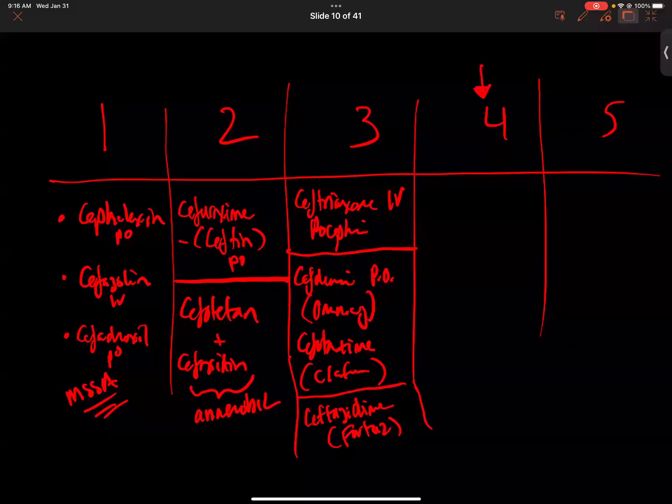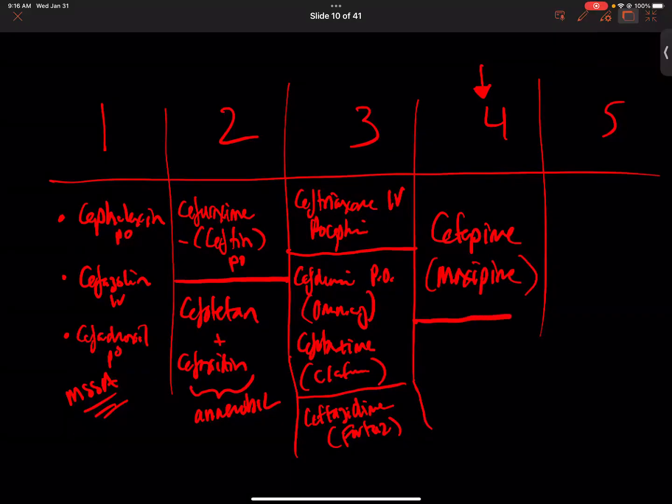How about the fourth generation agent? What is that drug? It starts with a C. Cefepime. Right. And then that brings us to the, at present, Lone Ranger in the fifth generation group. And what drug is that? Ceftaroline. All right. Okay, good.